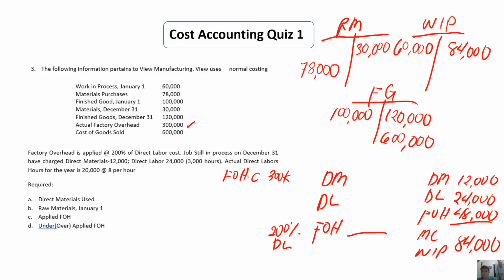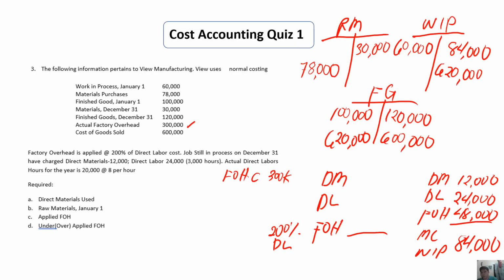Ano na lang yung nawawala dyan? Cost of goods manufactured. To get the cost of goods manufactured, simply add finished goods ending, 120,000, plus cost of goods sold na 600,000. So, magiging cost of goods manufactured natin will be 620,000 pesos. Ayun lang din naman yung ipo-forward natin sa taas, from WIP to finished goods. Lagay natin dito ay 620,000 pesos.